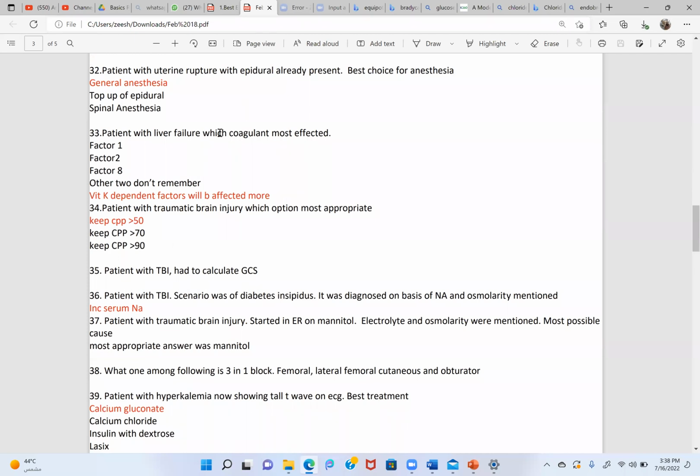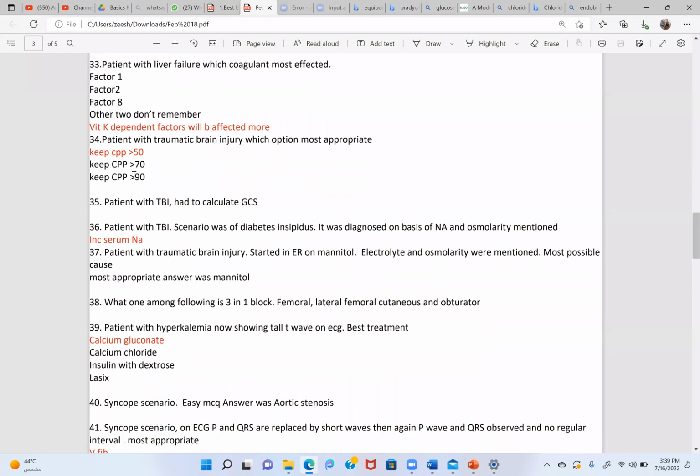Patient with liver failure, which coagulant is most affected? Vitamin K dependent. If they have written like that, then it will be vitamin K dependent, but which factor has the shortest time? Factor 7, about 6 hours. Yes, so factor 7 should be there. Okay.